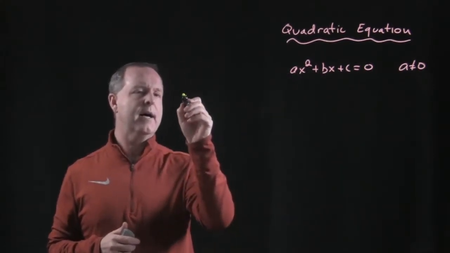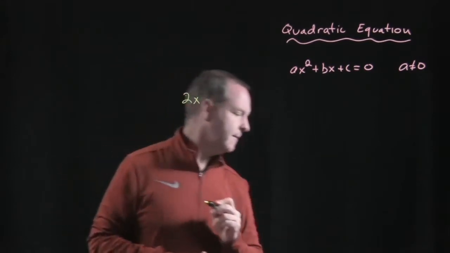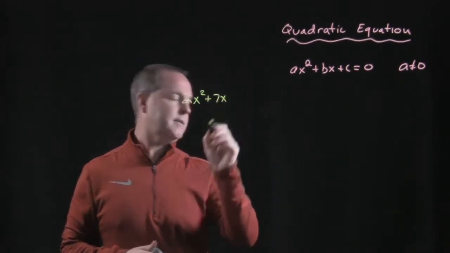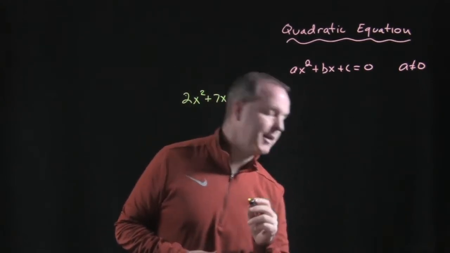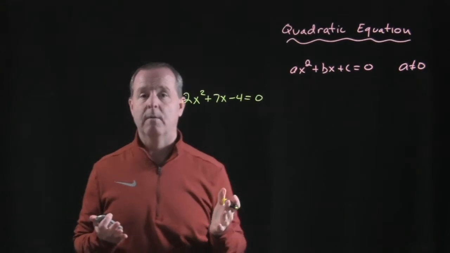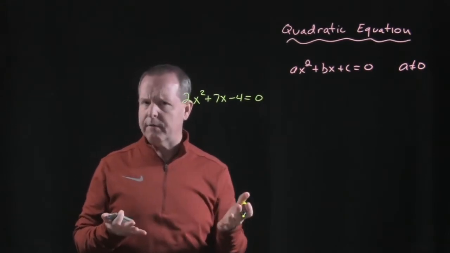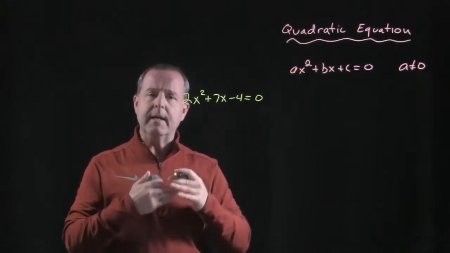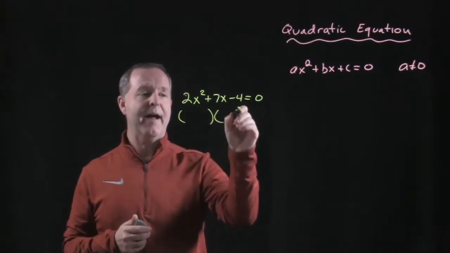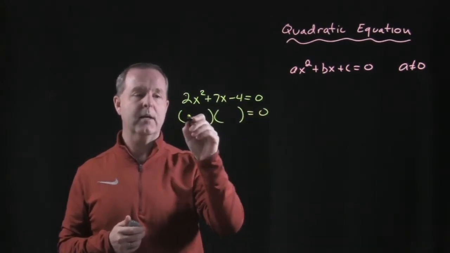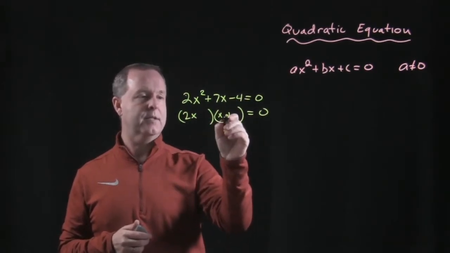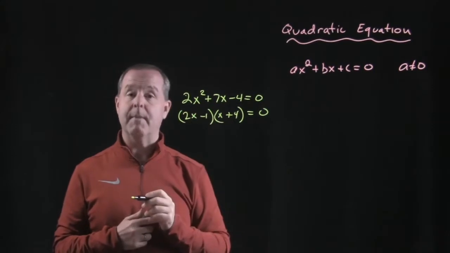We've seen, imagine, 2x squared plus 7x minus 4 equals 0. And we've learned how to solve those. We learned that some of these, the ones we've done in the past so far, we can solve by factoring. And we look to see how it factors down. This equals 2x minus 1 times x plus 4.